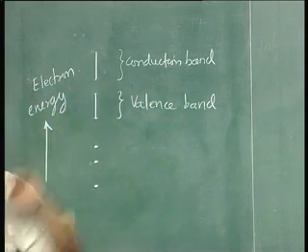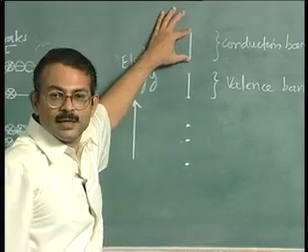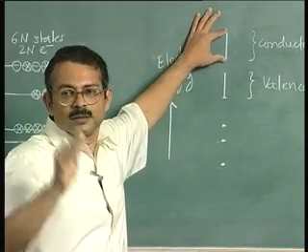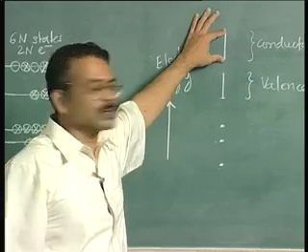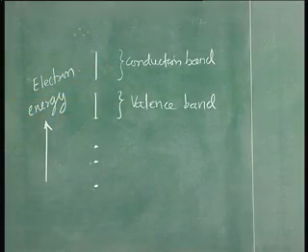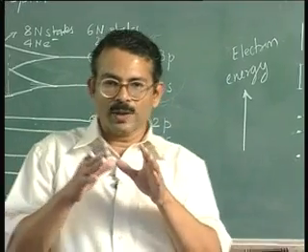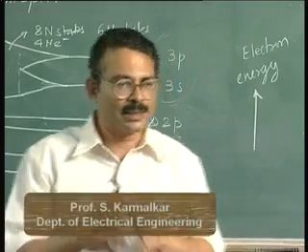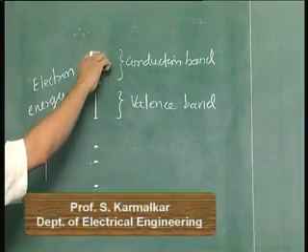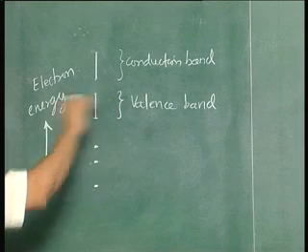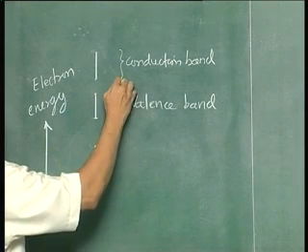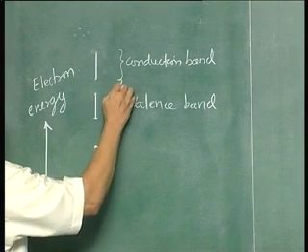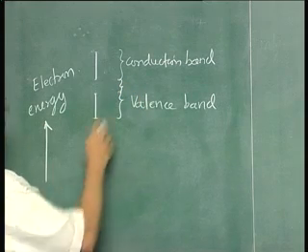We have not yet explained why the electrons in this band can participate in conduction. That is something we will do later. Now I just want to tell you the names assigned to these bands. This allowed band is the conduction band, this allowed band is the valence band, and this difference is the energy gap.